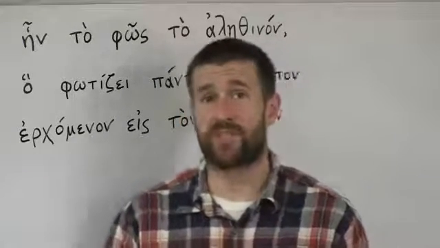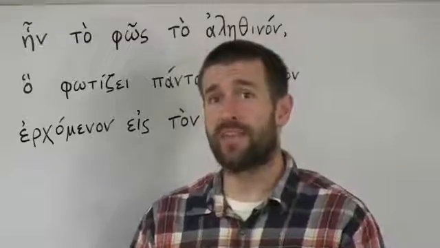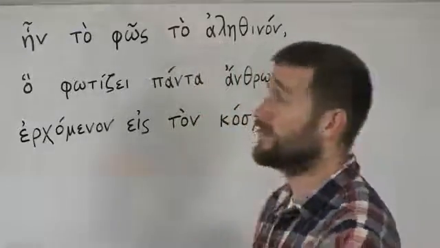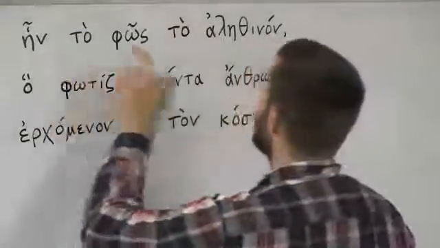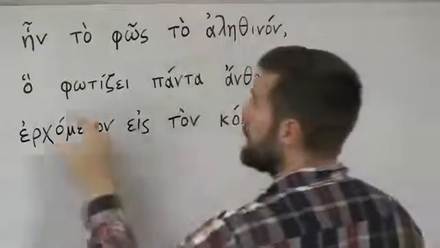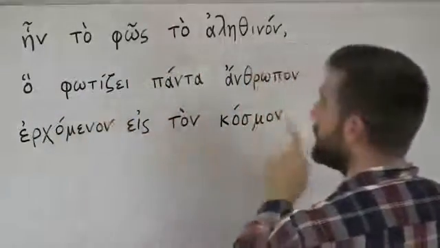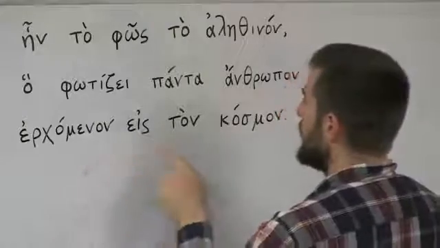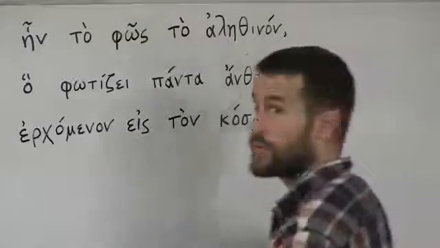Today I want to talk with you about John 1:9. In English, this verse says, "That was the true light, which lighteth every man that cometh into the world." Let's look at it in Greek. "En to phos to alethinon, ho photizei panta anthropon erchomenon eis ton kosmon." Let's go through this word by word.